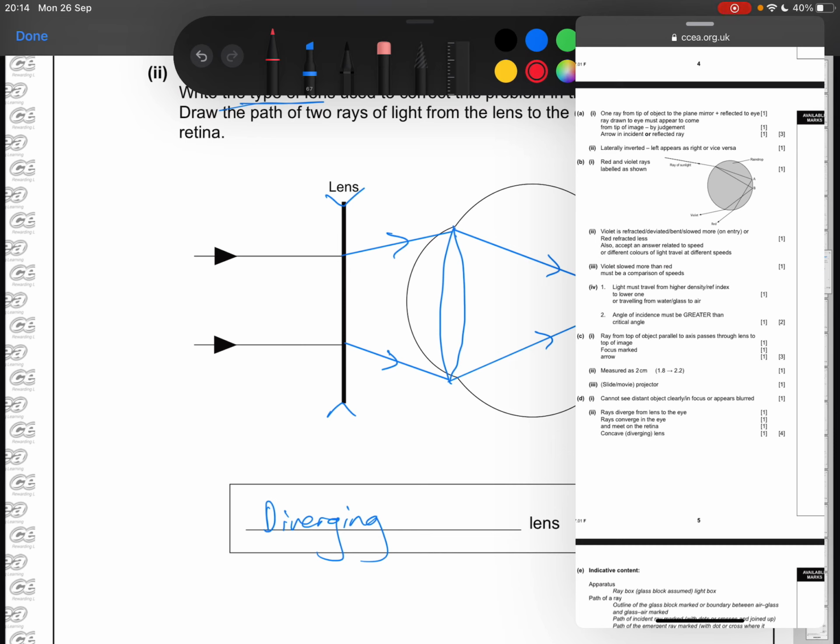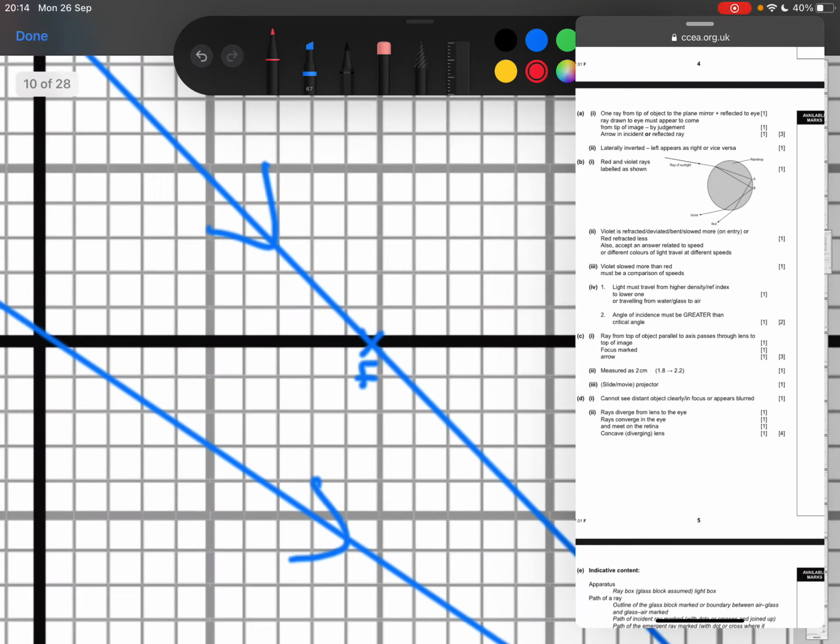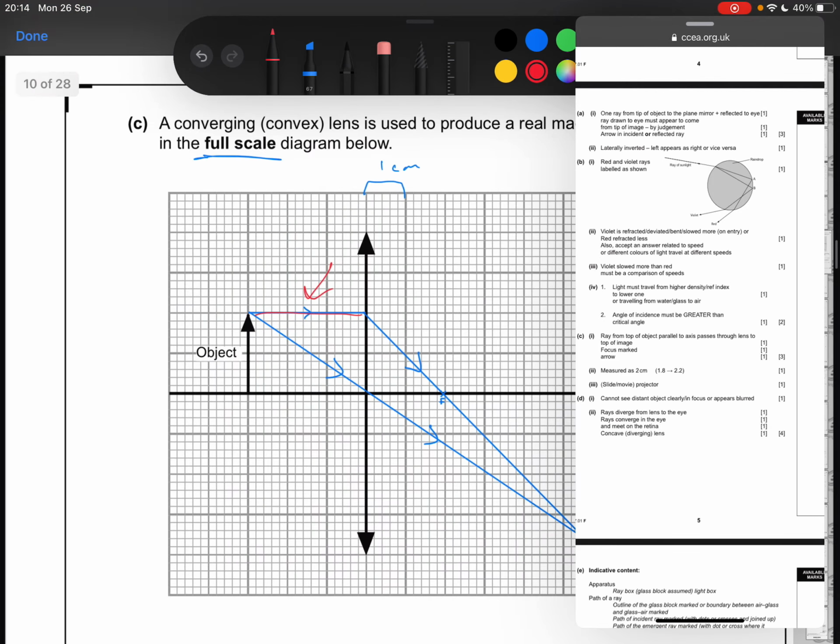You can see the kind of things they're looking for there. Be careful to look out for this: you need to mark the focus on this lens diagram, which we have with the F, and you also need to put the arrows in to show the direction of the light. Those are things that are really, really easy to lose marks on. Okay, thank you.